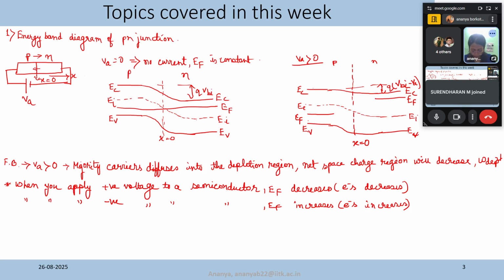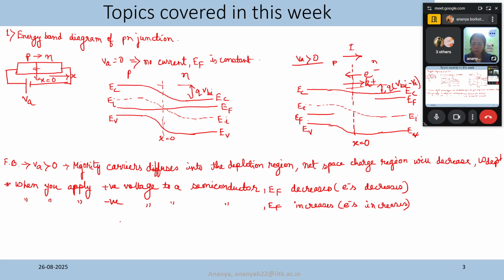Now this barrier got decreased, so some of the electrons will move towards this side, and holes will move in this side. So overall we get a current from P side to N side. So this is our direction of current.